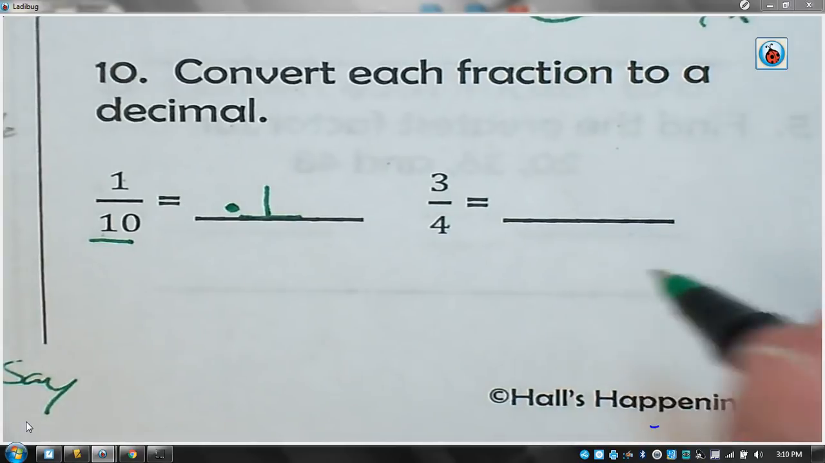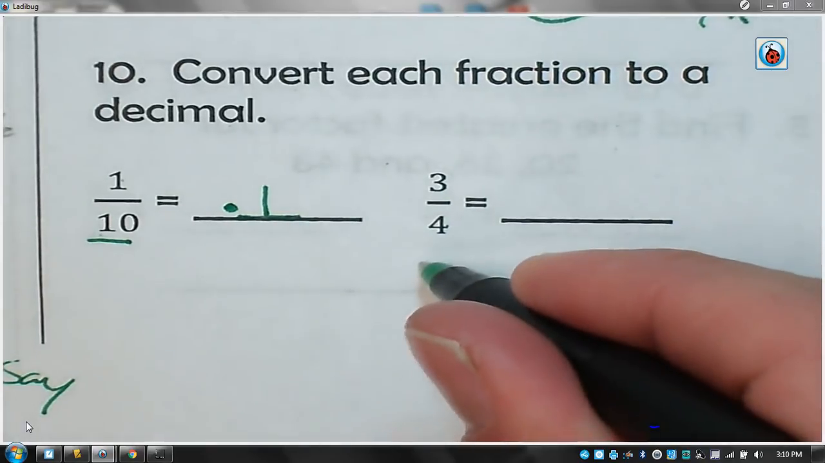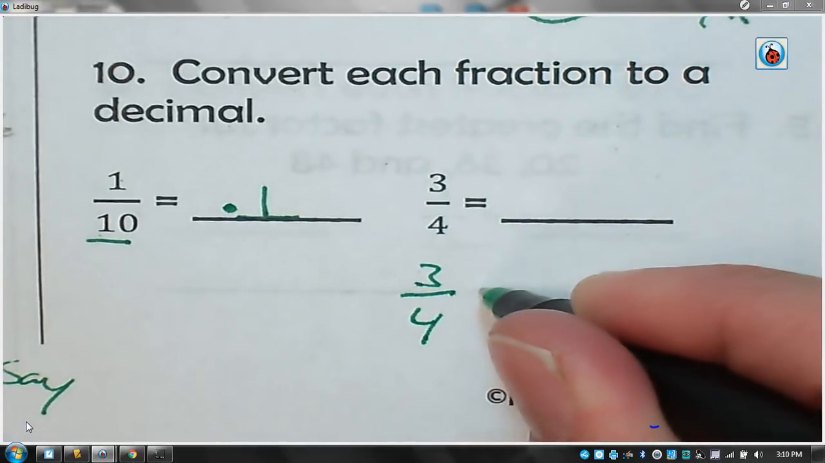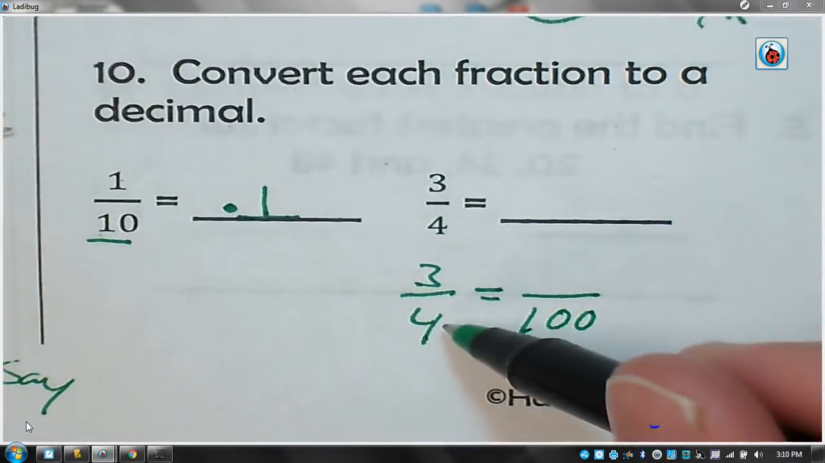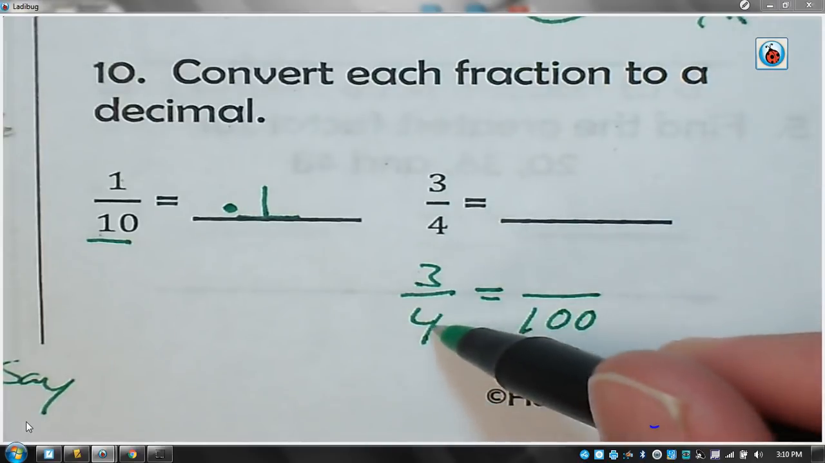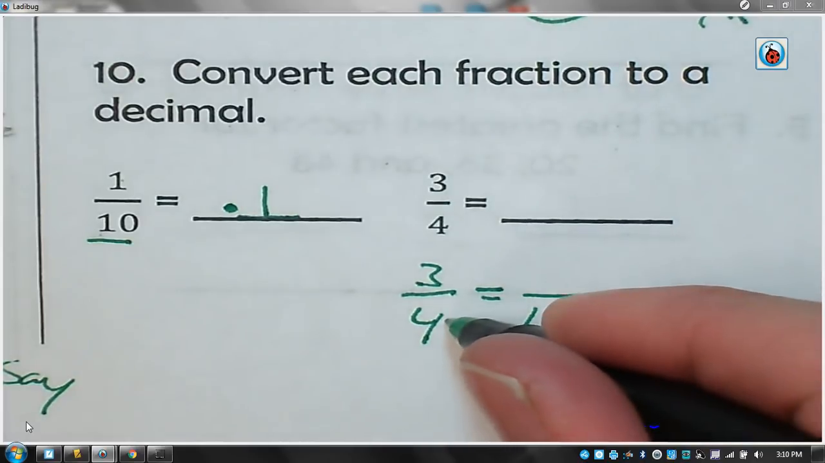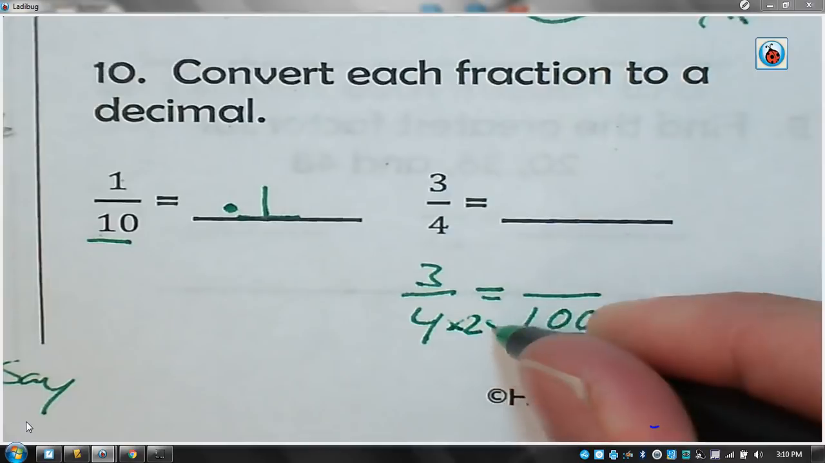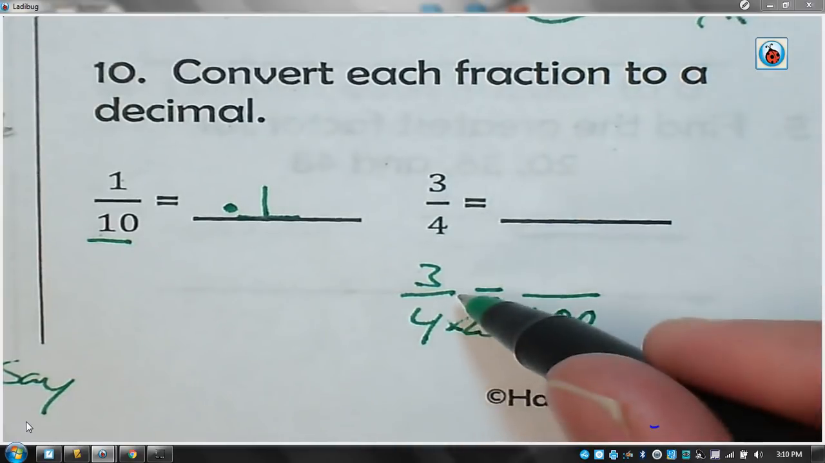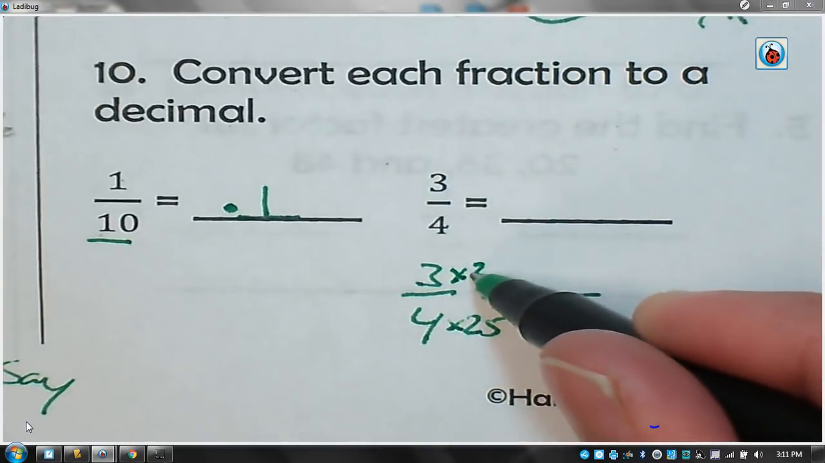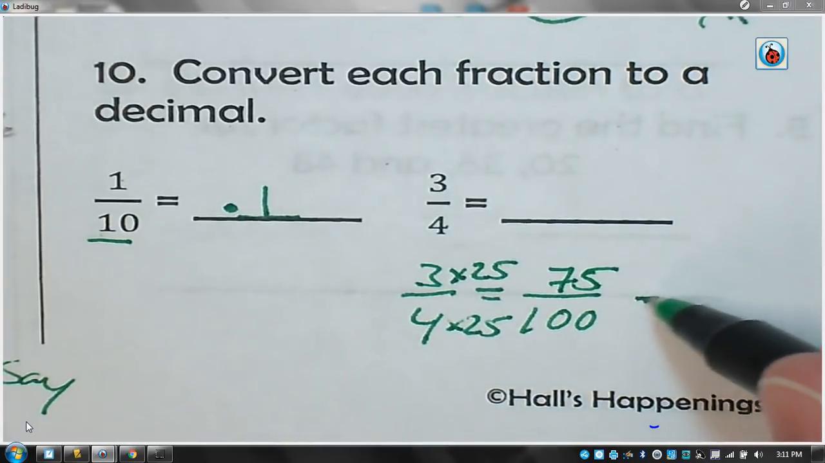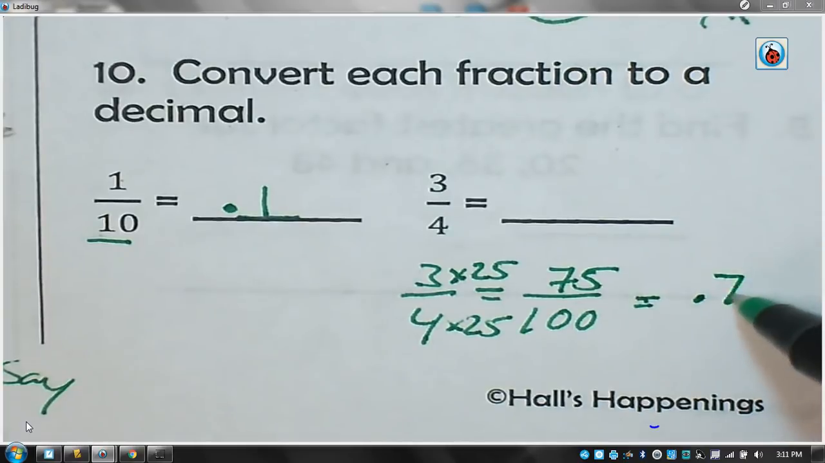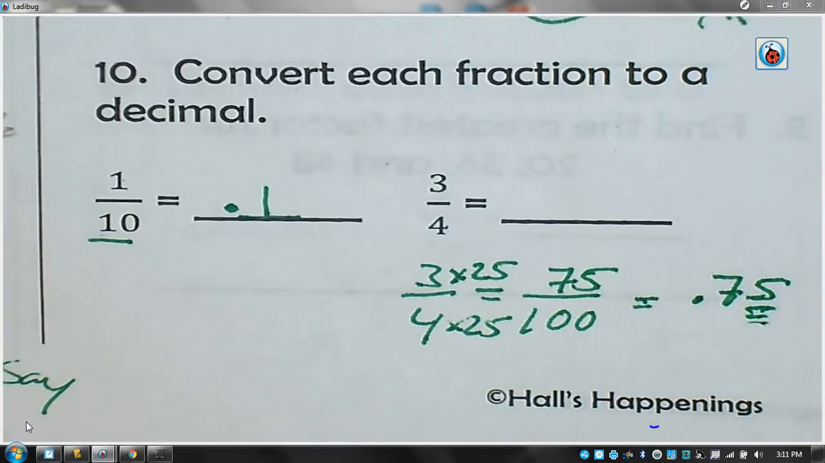3/4, well, that's a little bit different. There's a couple ways you can solve that. I could think that this is going to be 3/4, and we have to change it to place value, so 100, so the 100th spot. You can multiply this and get that, and when you multiply the bottom, you have to do it to the top. So this would be times 25. And 3 times 25 is 75, and 75 hundredths is 0.75 because the 5 ends up in the hundredths place.